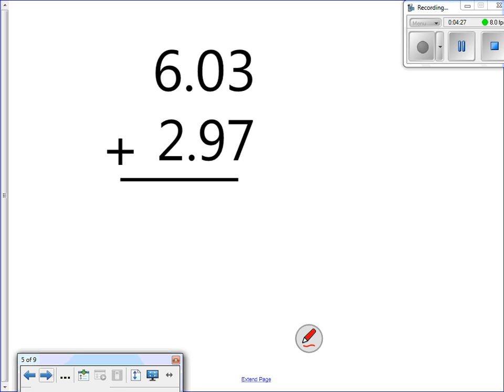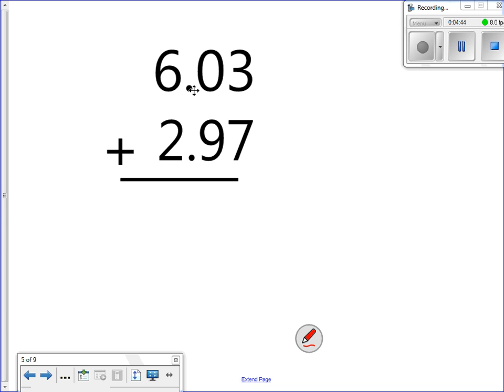Right here we have some decimals. The nice thing that I have done for you is the decimals are already lined up. The decimals must always be in a straight line, okay? I can't have a decimal right here and then work the problem out. So please make sure your decimals line up when you're adding.